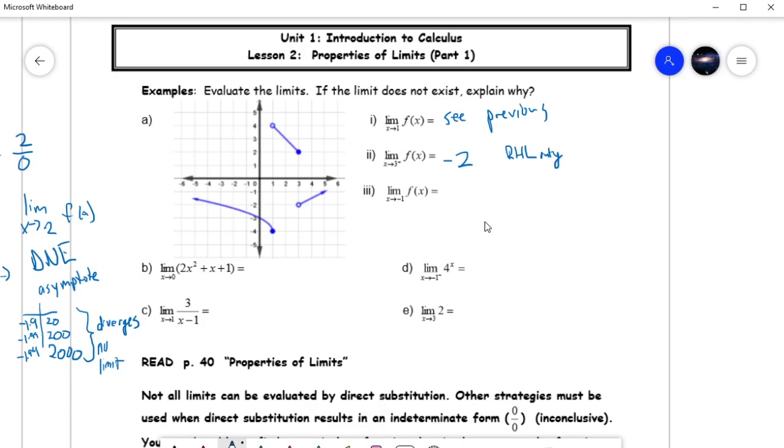It's -2. What about as x approaches -1? Again, no problem. It looks like about -2.5. I don't know, right? But something like that. 2.6 maybe. It's a little bit below half. What about as x approaches 0 of this equation?